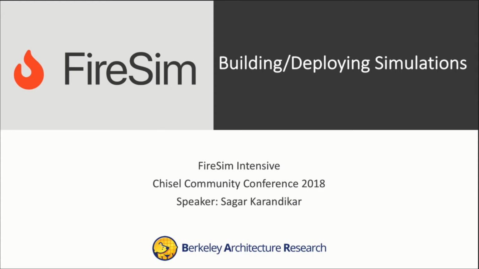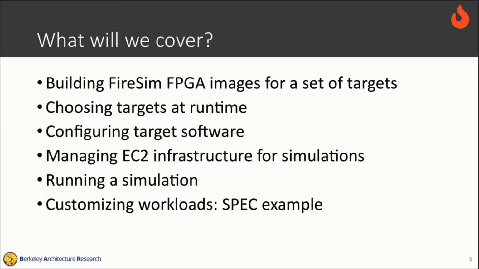Okay, great. So I'm going to get started with the practical stuff and talk about how we build and deploy simulations in FireSim. What we're going to cover in this part is how we build FPGA images from some set of targets and how you specify them, choosing targets to actually simulate what you're going to deal with at runtime, how we configure target software, how we manage EC2 infrastructure, as well as actually going and running a simulation. And to wrap up, I'll talk about building a complicated custom workload. In this example, it'll be building SPEC for a RISC-V-based system.